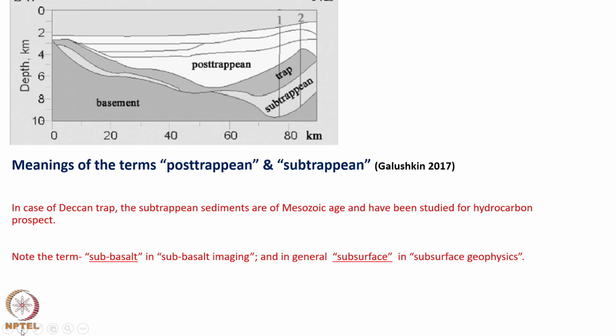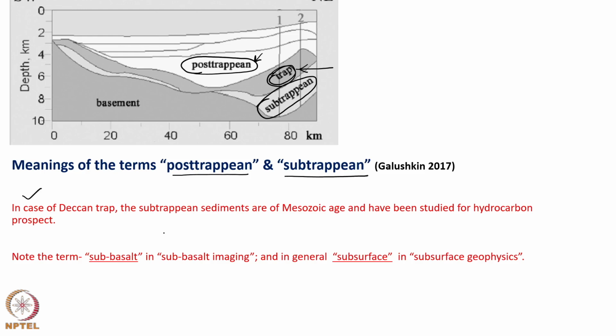We want to see two more terms, post-Trappean and subtrappean. Rocks that lie above the trap are known as the post-Trappean. That means they deposited or formed or they came into existence after the Deccan trap rock came into the picture. What lies below the trap material is called as the subtrappean material.